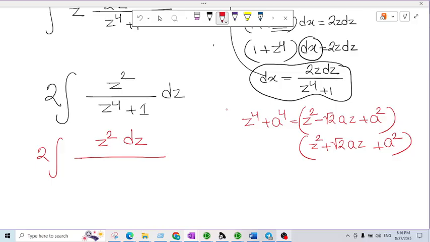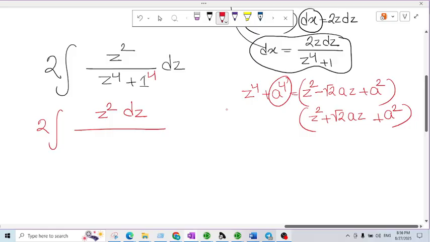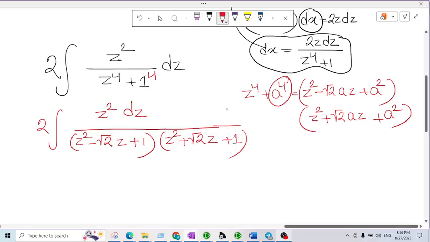We simply can write 1 is equal to 1 to the power 4. That means this a is simply equal to 1, right? Well, so I have to put this value a is equal to 1, so z square minus root over 2, a is equal to 1, so I have to write here z, then 1 square is 1, then z square plus root over 2, a is equal to 1, z plus 1 square, that means 1.